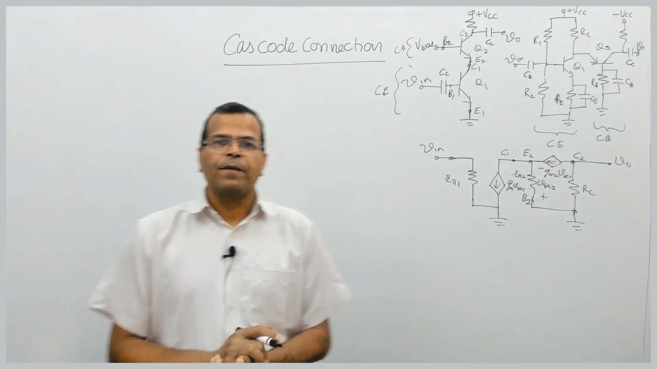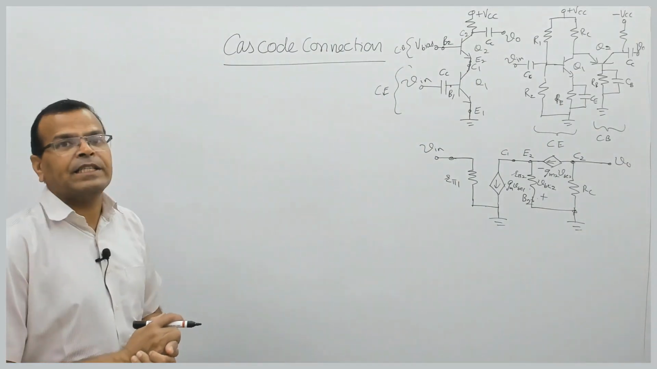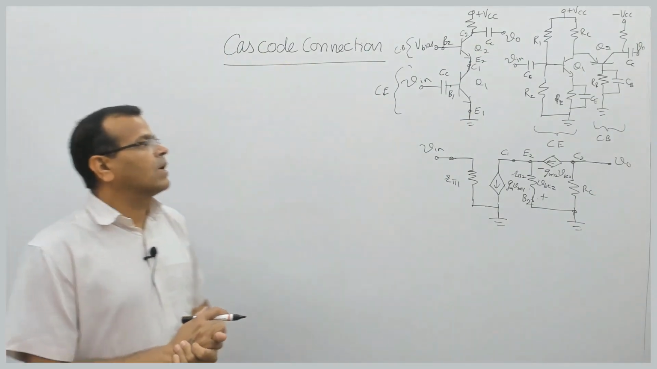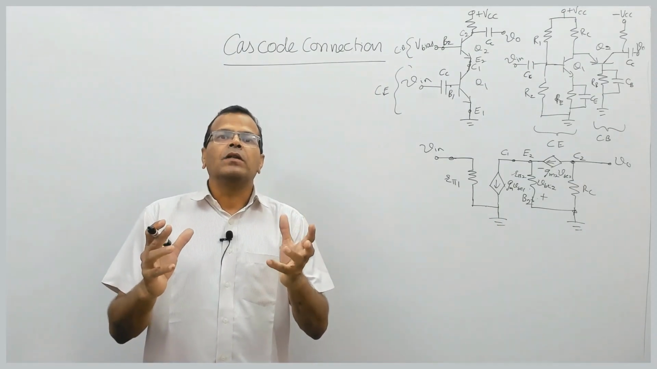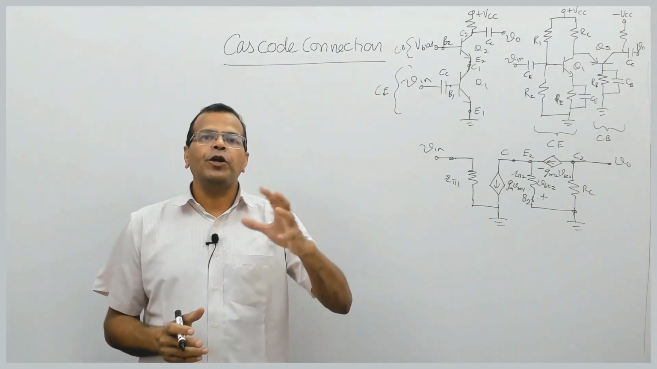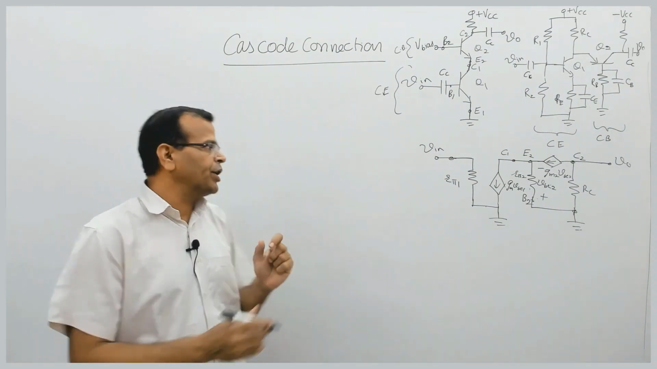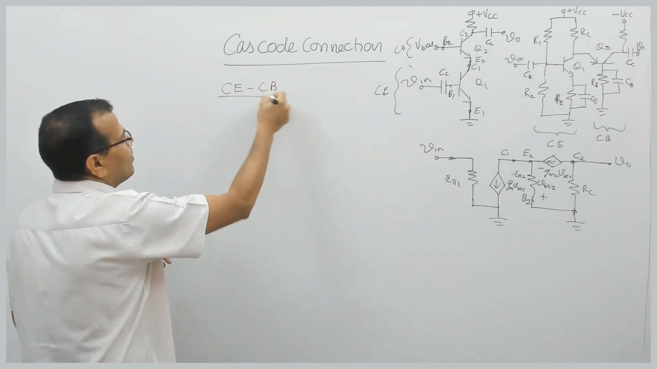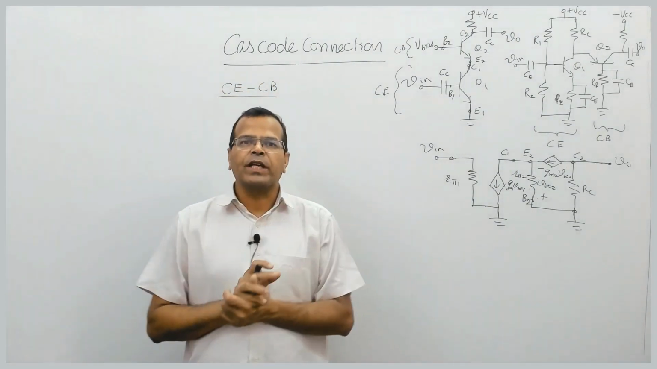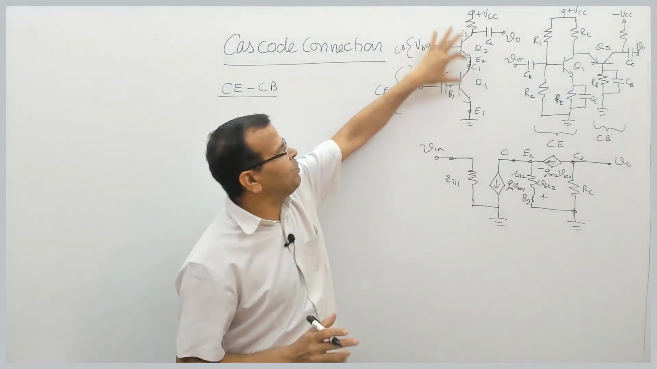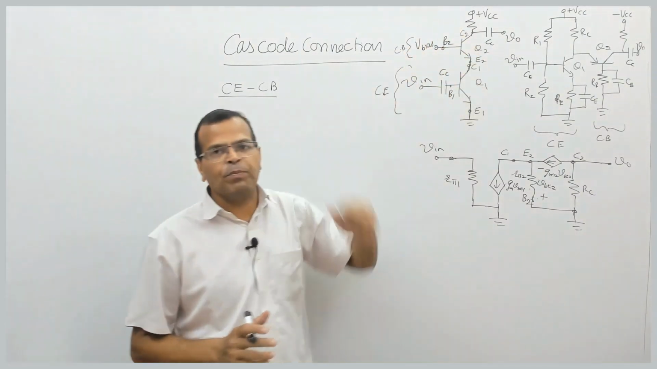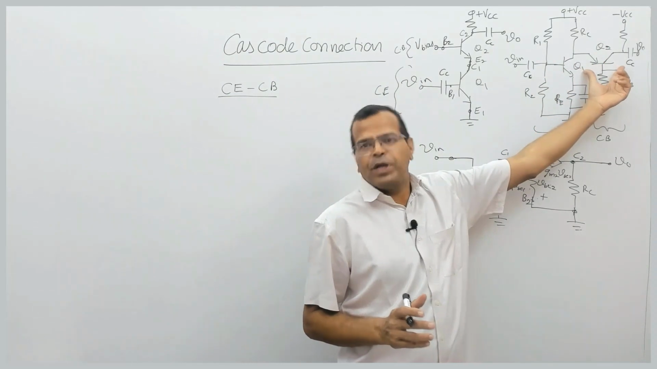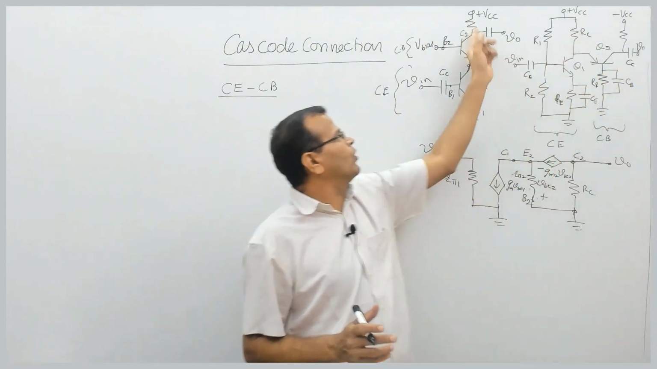Hello friends, today we will discuss the next circuit of compound circuits, that is the cascode connection. The cascode connection is basically a two-stage amplifier where the input stage is a common emitter configuration, and the output stage is a common base configuration. We can have two types of circuits. One can use NPN transistors where both transistors are NPN, and the second can have one transistor NPN and the other PNP. So you can use either combination.